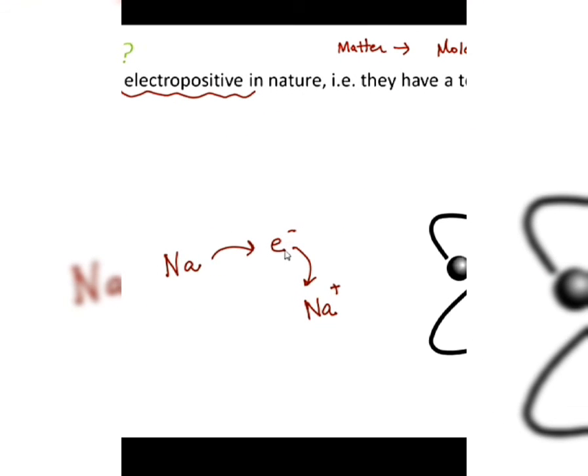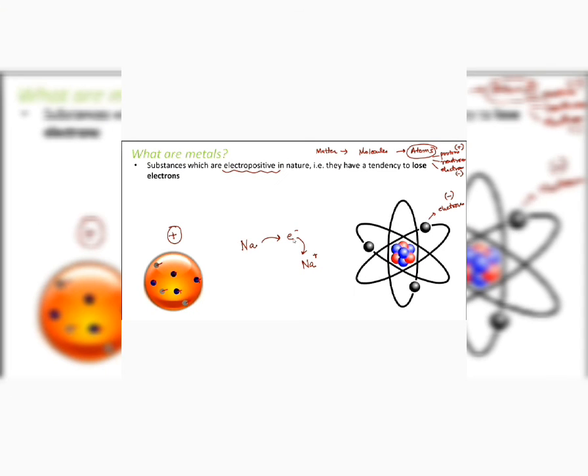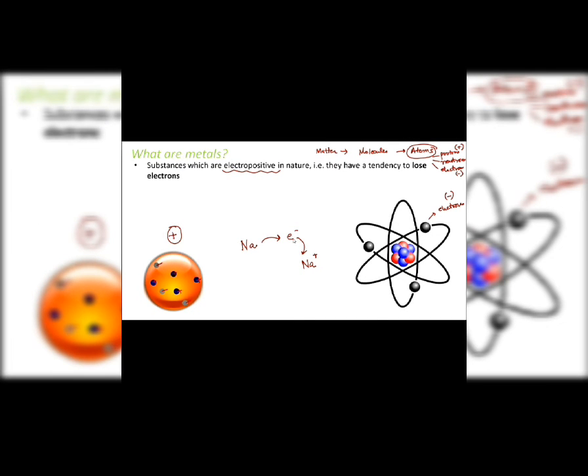Let me take an example of sodium. The symbol of sodium is Na. Say sodium loses one electron and becomes what? It will become Na positive. It acquires this positive charge because it has lost one electron. So that is the tendency of metals, and that is how they have been categorized as metals. This is the basic way by which we define metals.